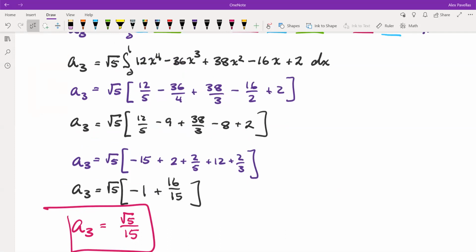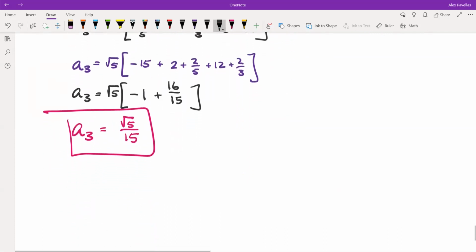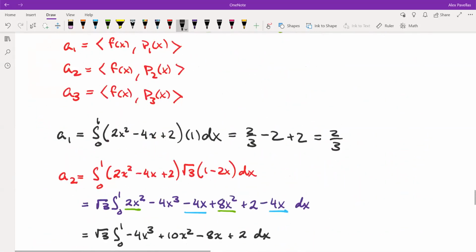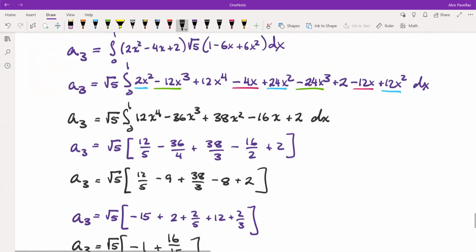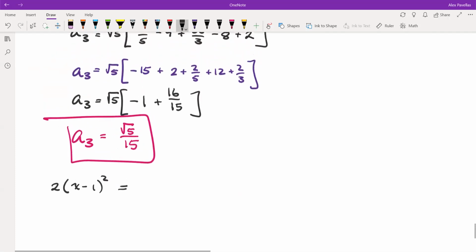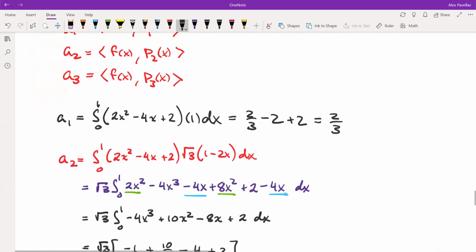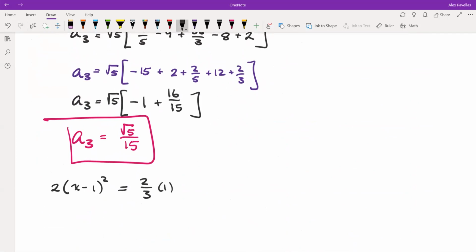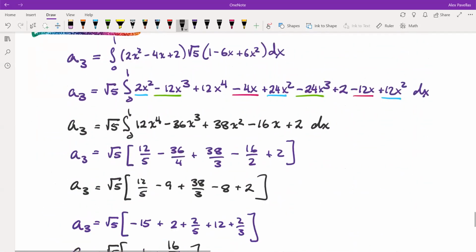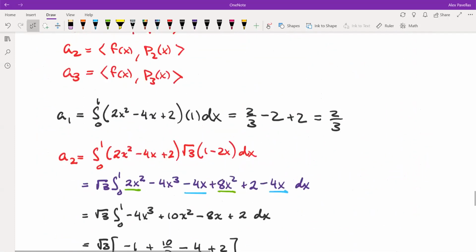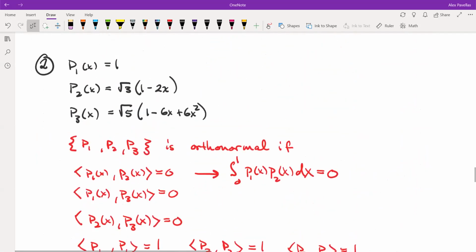Okay, so what did we just do again? Well, we just showed that the polynomial 2 times what was our original polynomial? I'll write it in the original form there. 2 times x minus 1 squared. That should be the same thing as our A1, 2/3 times our first basis vector 1, plus our A2, which was root 3 over 3, times our second basis vector. And what was our second basis vector? It was way the heck up here. It was root 3 times 1 minus 2x.